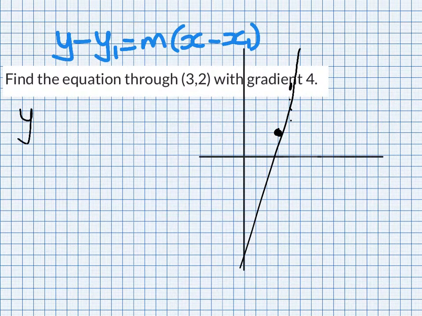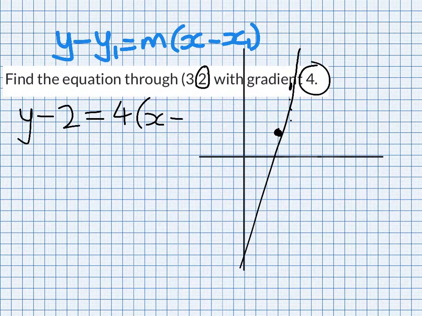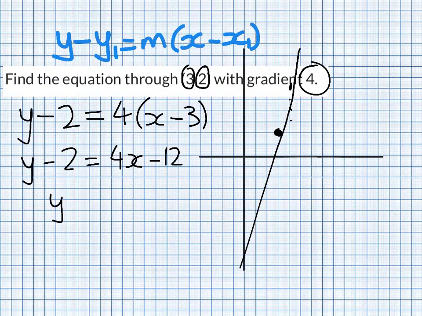So let's put that into our formula. Well, y minus 2, that's the y1, is equal to m, 4, times x minus 3. That's all there is to it. Now we just do a little bit of algebra. So y minus 2 is equal to 4x minus 12, and we rearrange that to make y the subject. And we get y equals 4x minus 12 plus 2, so y equals 4x minus 10.